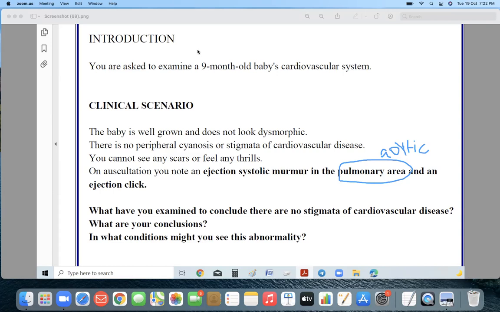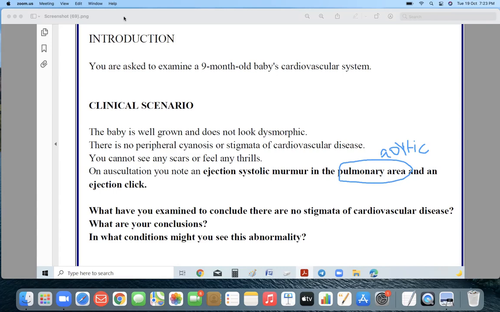and saturation in room air. I would like to plot his height and weight in the growth chart, and check the femoral area for any scar. No JVP. No scar. So, okay, no JVP. Today I examined a baby, 9 months old. Proceed. Continue.